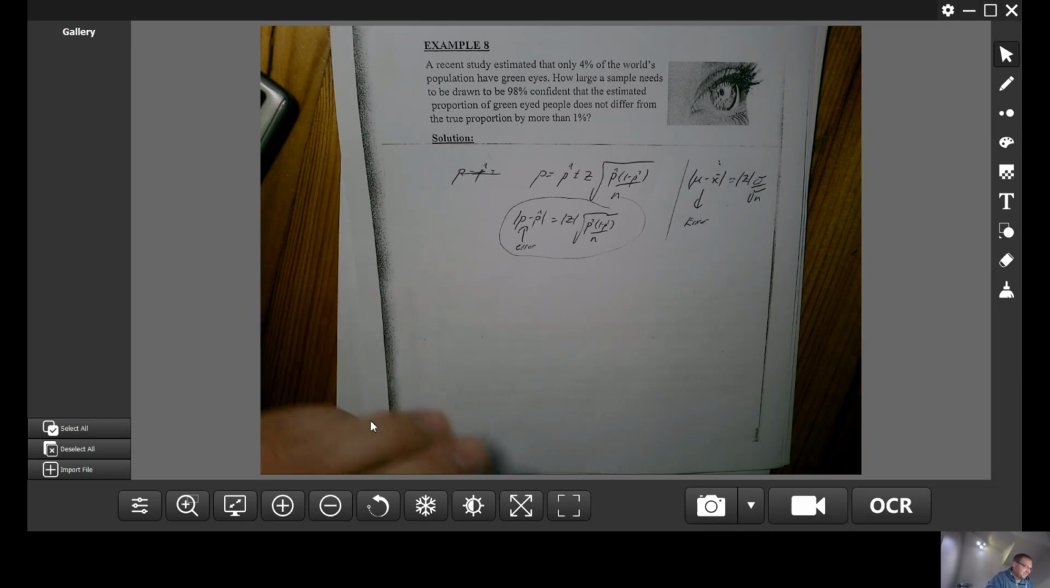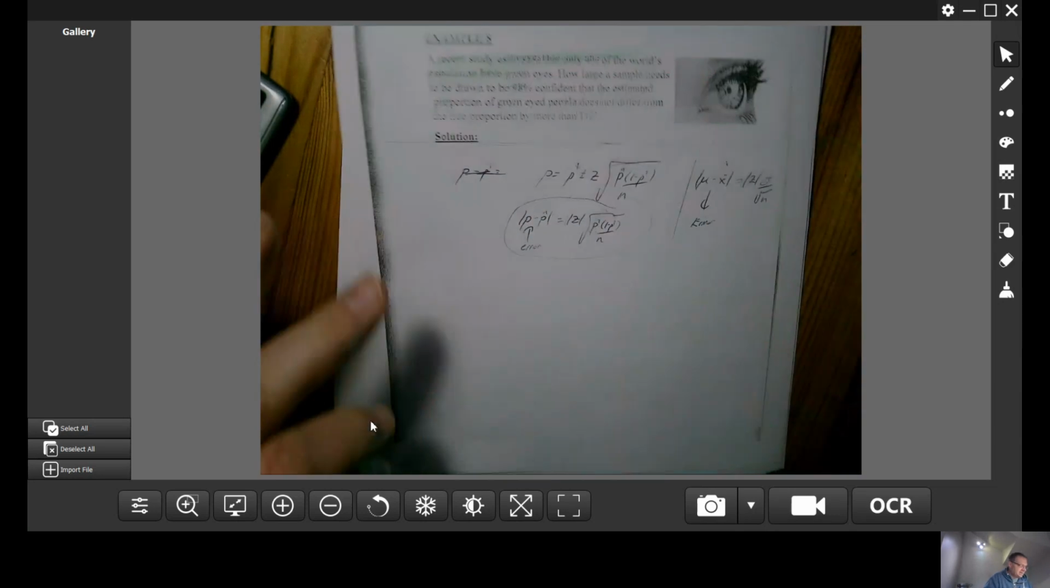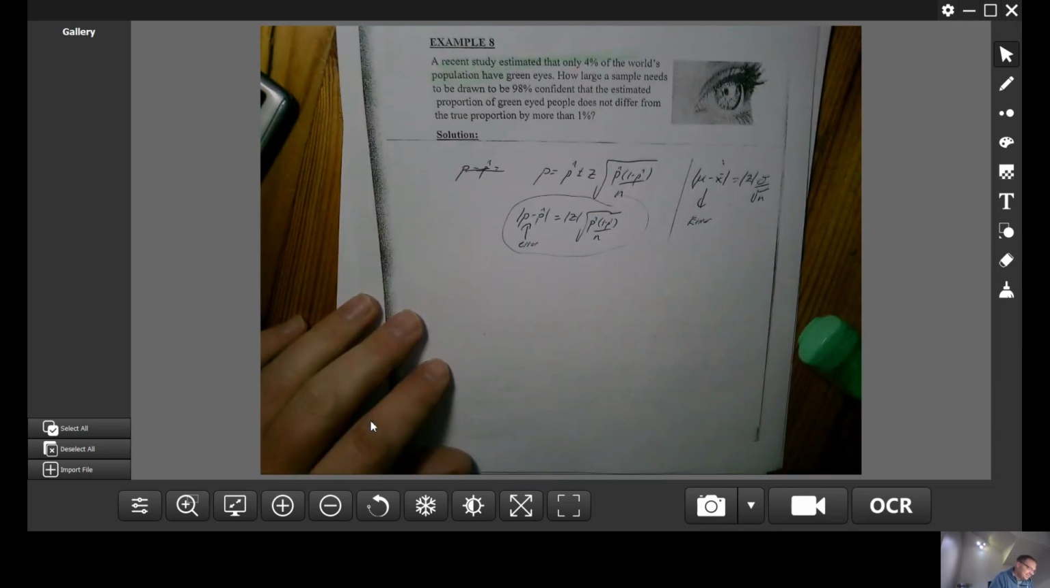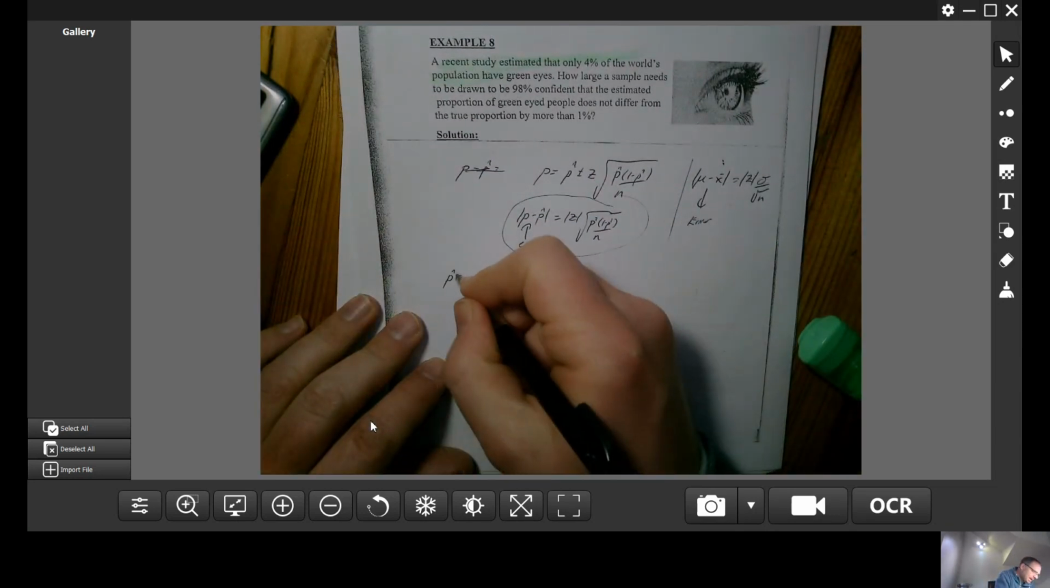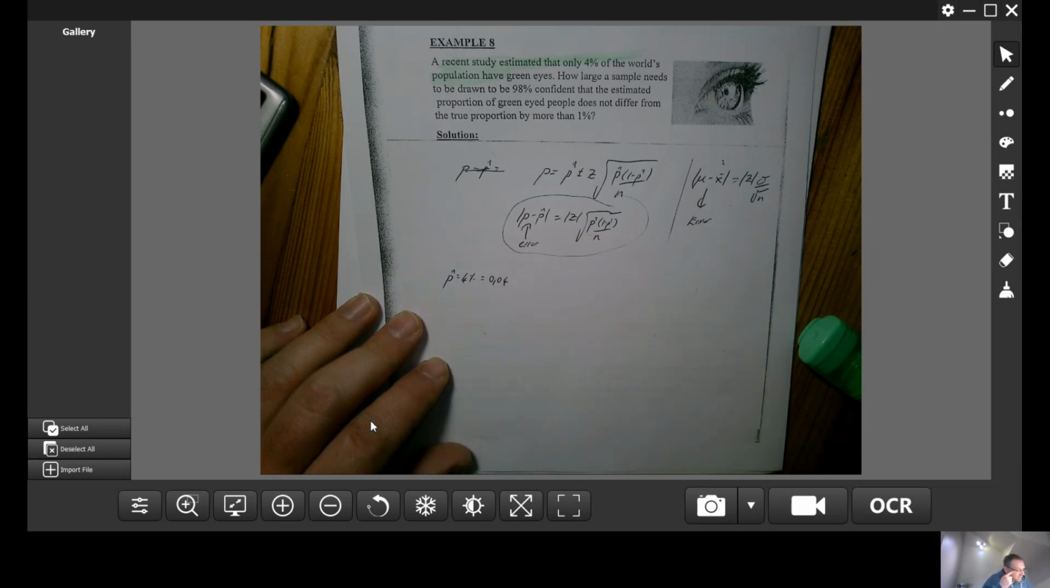So what is that thing over here? Okay, 4%, oh, green for green eyes, okay, have green eyes. So that's a study. So that's our sample. So p hat is equal to 4%, which is 0.04.